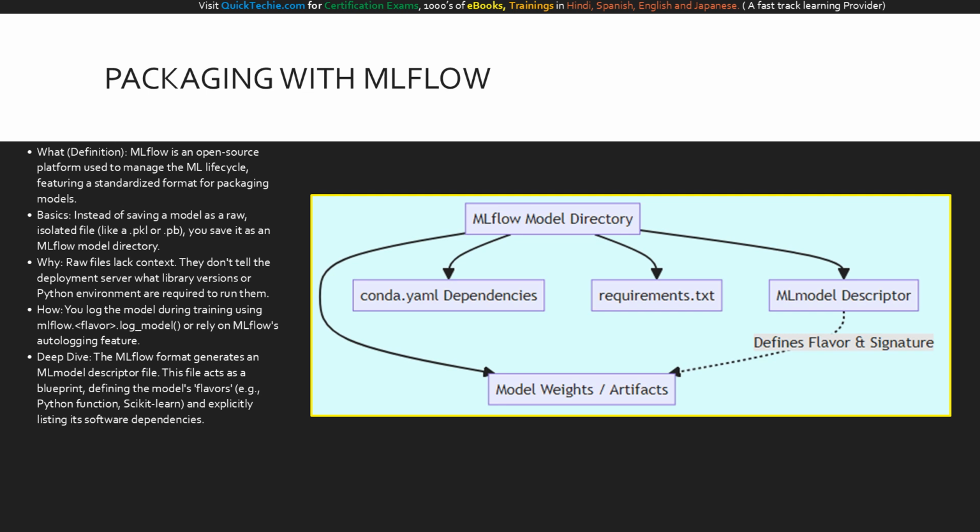Here we see the internal structure of an MLflow packaged model. It is not just one file. It's a comprehensive directory. At the top, the MLmodel descriptor acts as the brain, defining the model's signature. Beside it, the conda and requirements files perfectly map out the Python dependencies. At the bottom, we have the actual serialized model weights. This self-contained package ensures absolute portability across any computing environment.